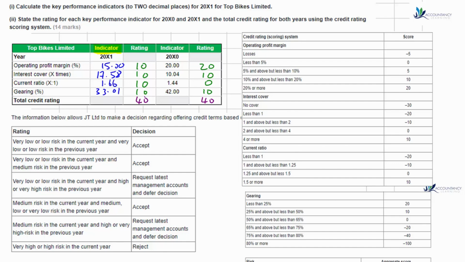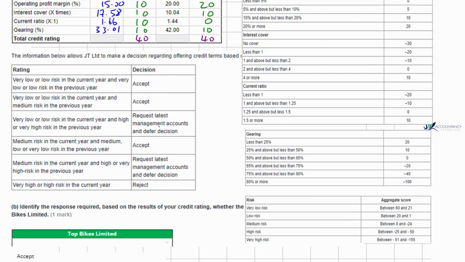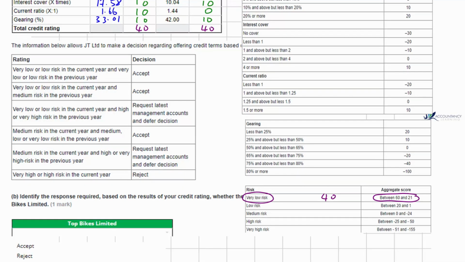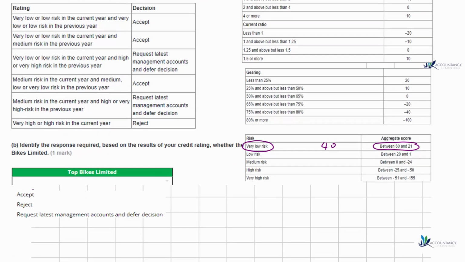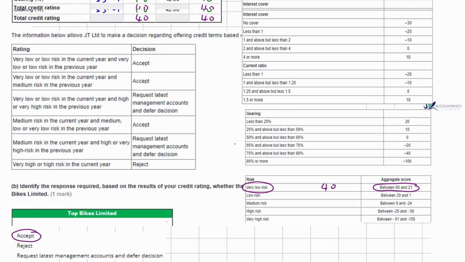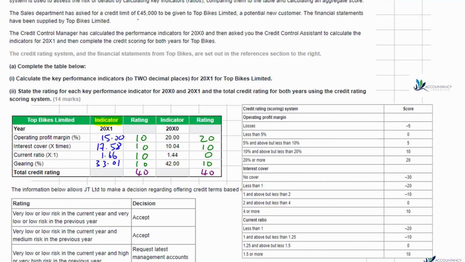So we need to decide now, can we accept this or not? So again, looking at the table, we can see that a score of 40 would be between 60 and 21, and that would be considered to be very low risk. And on that basis, we would choose to accept the proposal for their credit score and their credit available, so they can get the 45,000 that they asked for.